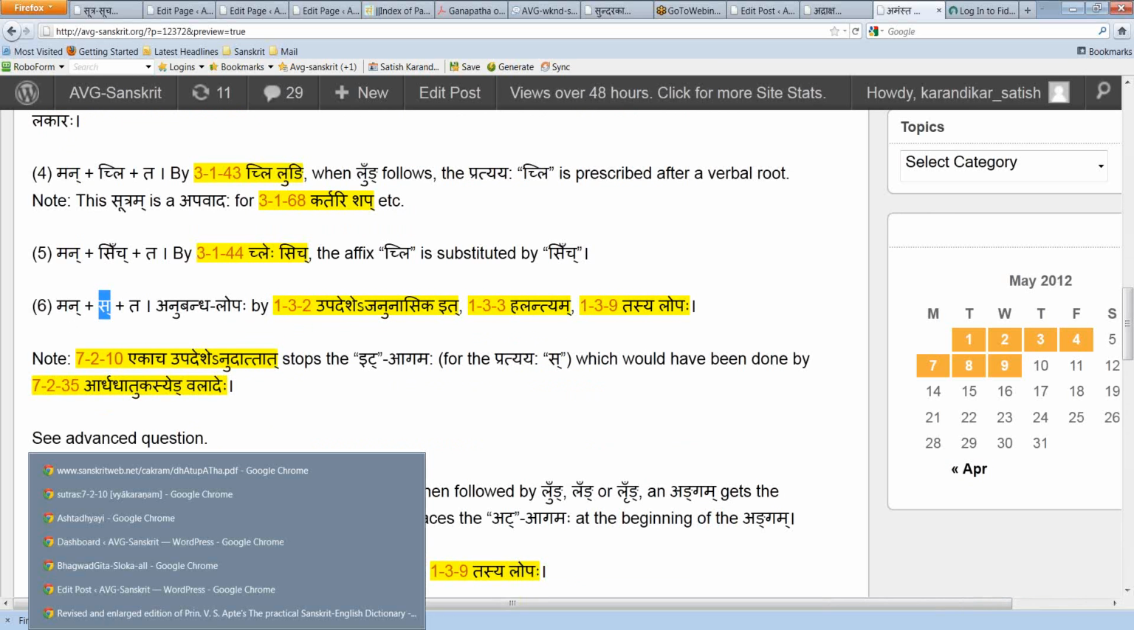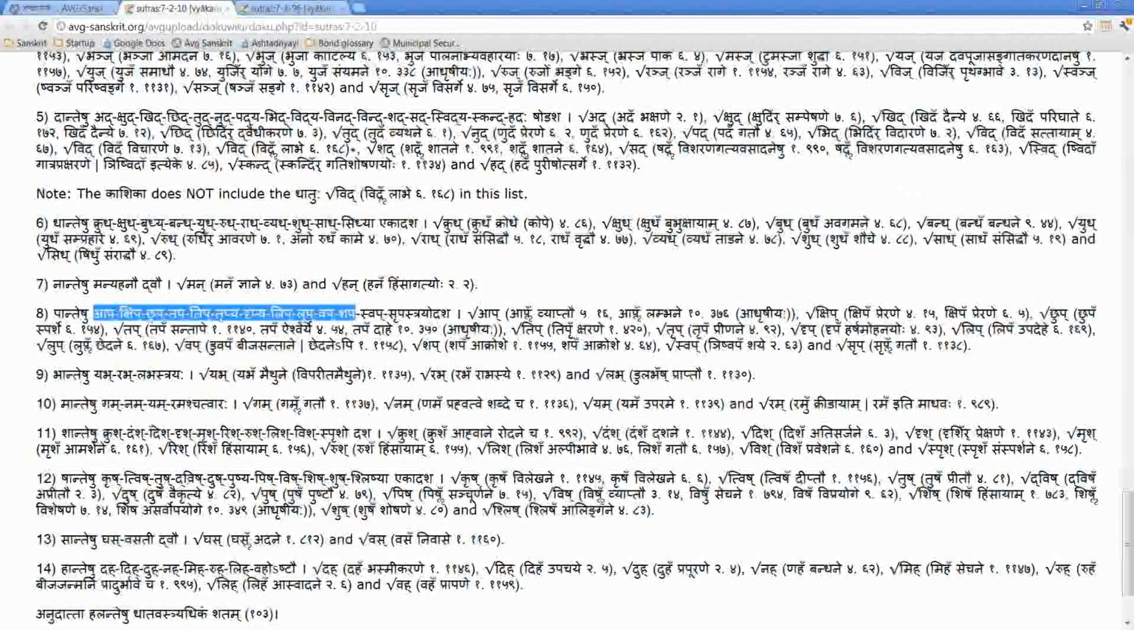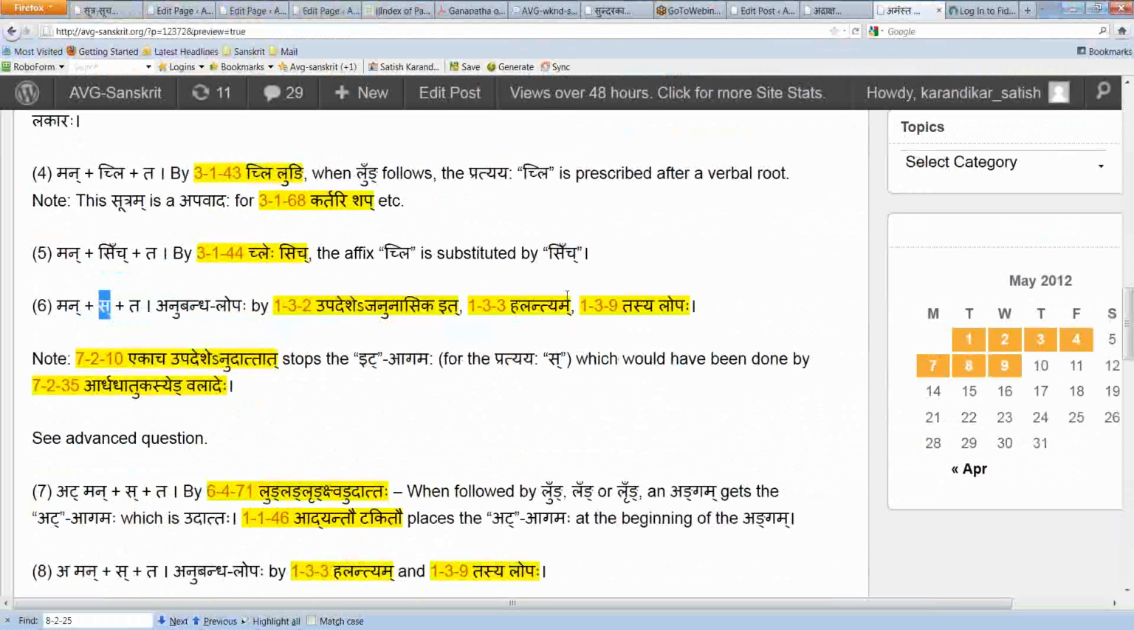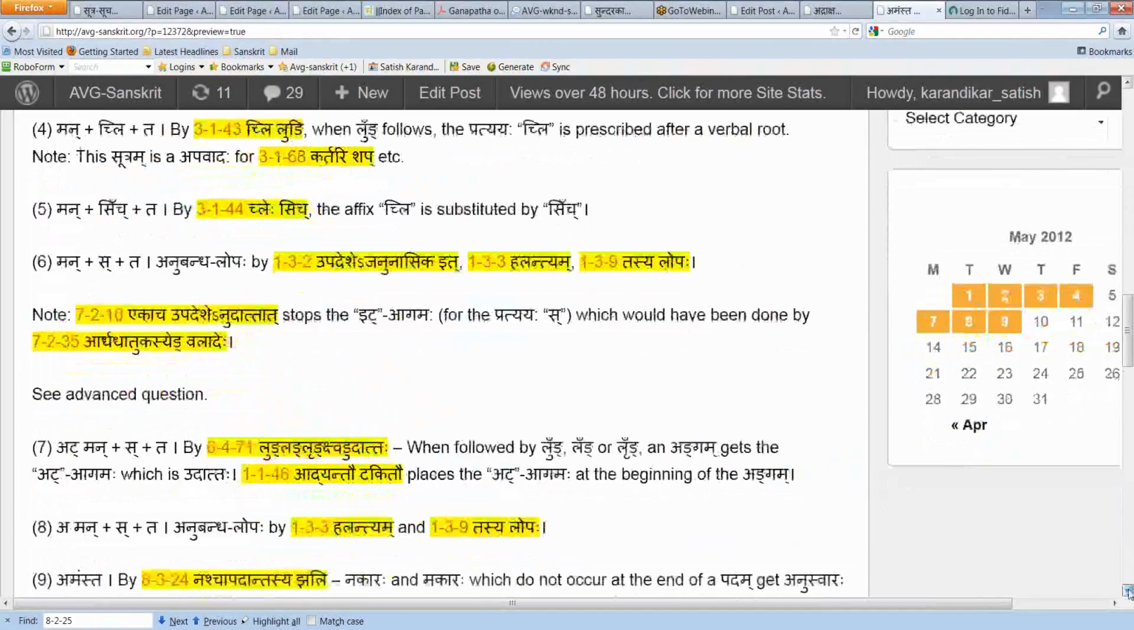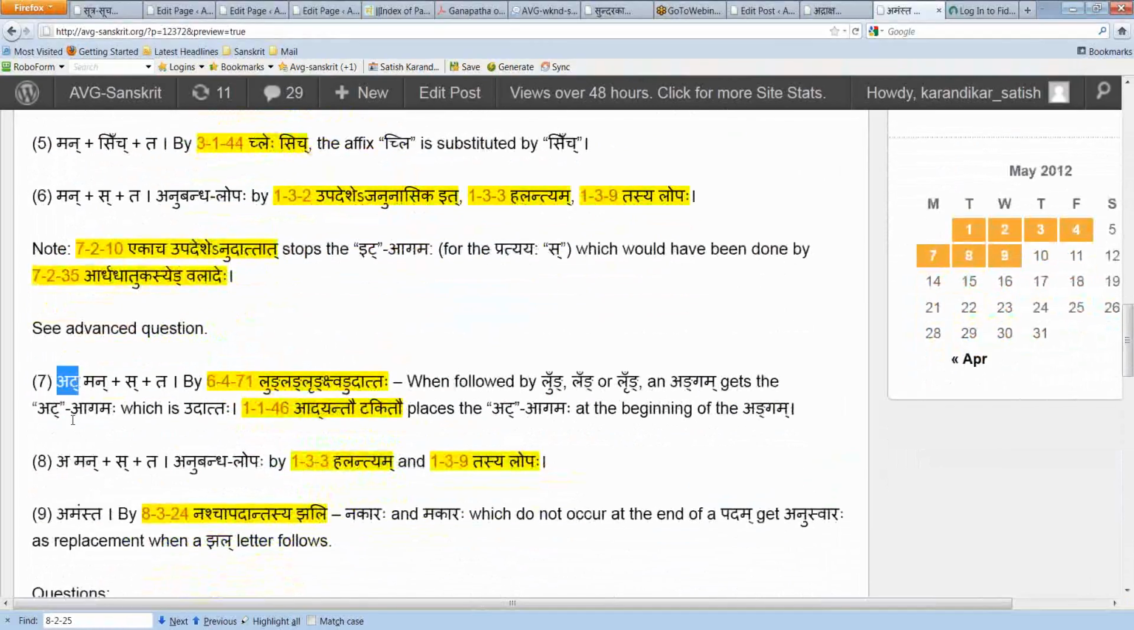And we have in the nanteshu, manya, hanu, dvau. So this man dhatu of the divadi ganaha is anudatta. Anudatta upadeshaha. Therefore, ekacha upadesha anudattat, idagama is stopped. Now we have mansata. Of course, we get the adagamaha, anubandha lopaha, amamsta, and finally naschavadantasya jali.